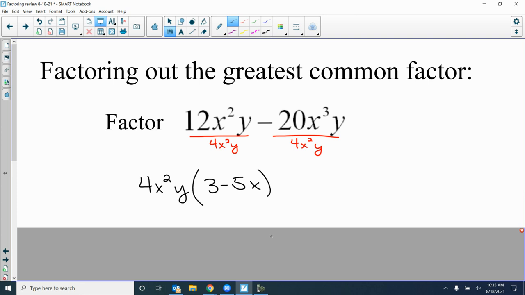And is it prime? Well, can you factor anything else out? No, we're good. So that's factored. That's all we've got to do for that. And that's your first step you always do. Does it have a GCF? Okay, does it have a GCF?